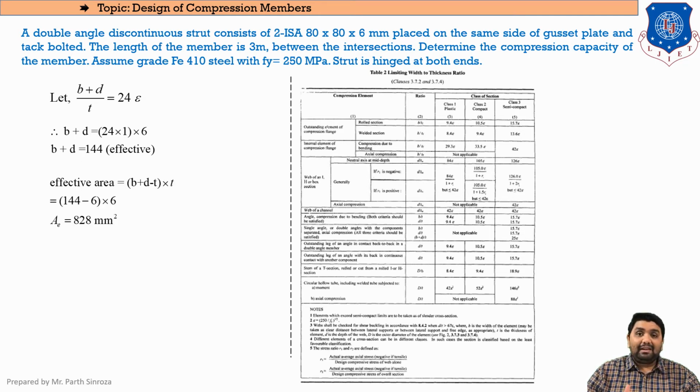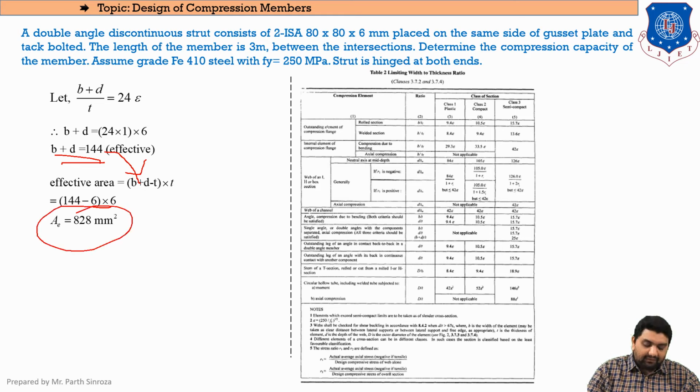Now we'll be finding the effective area, and this equation for effective area you need to remember. It is not mentioned in your IS code. So every time the section check fails or the ratio fails, you always need to remember this equation, that is effective area equal to B plus D minus T, into T. As we have already obtained that B plus D was 144, we will be substituting 144 here, and we will be getting the value of effective area.